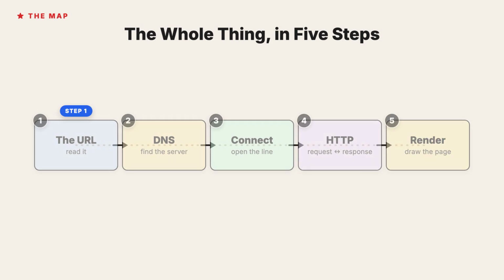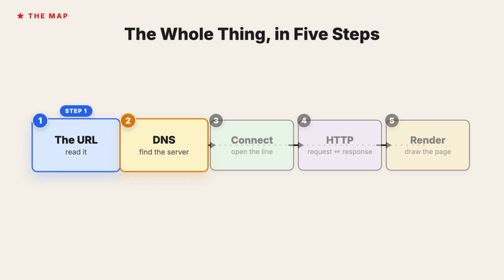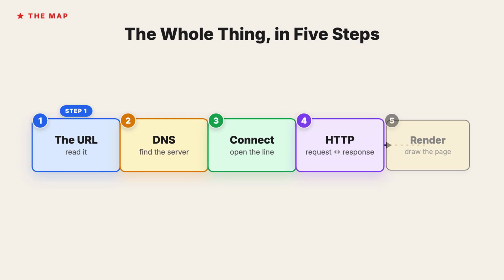1. The browser reads the URL. 2. DNS finds the server. 3. A connection opens. 4. The request goes out, the response comes back. 5. The browser draws the page. That's the map. Now, let's walk through it.